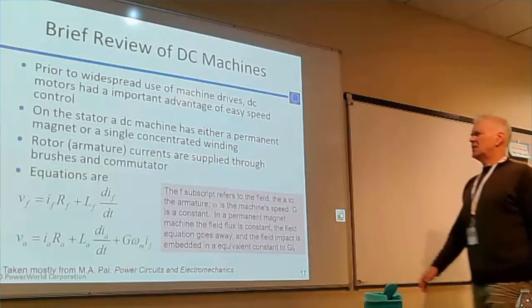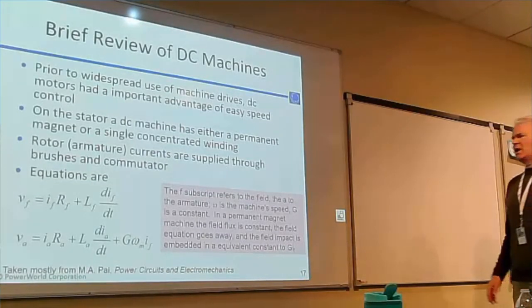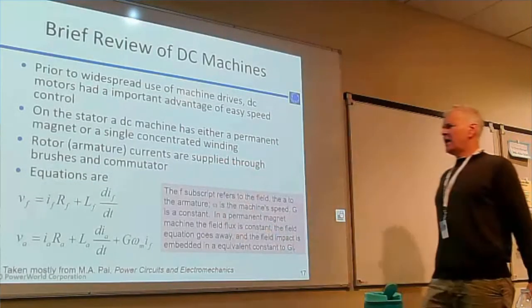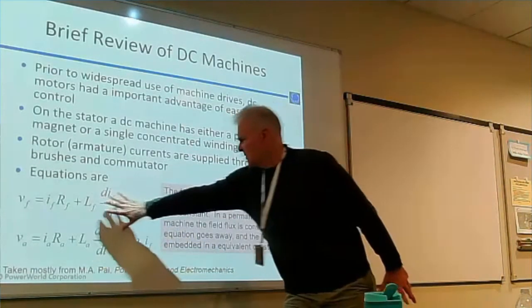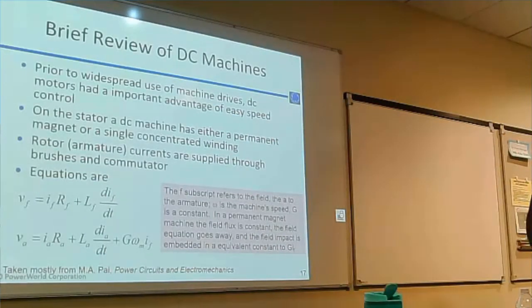On the stator, a DC machine has either a permanent magnet or a single concentrated winding. The rotor currents are then supplied through brushes or commutators. These are the equations for the DC machine. If you have kids and they have toys, the nice thing about a DC motor is you had easy control of the speed because you varied the voltage and you changed the speed. It's like when I was a kid I had race cars and a model railroad, and on the model railroad you crank up the transformer and your train would go faster. You just put a higher voltage on there and your machine would go faster.